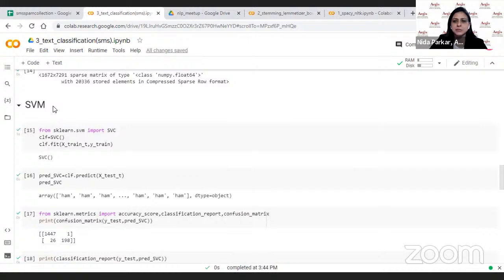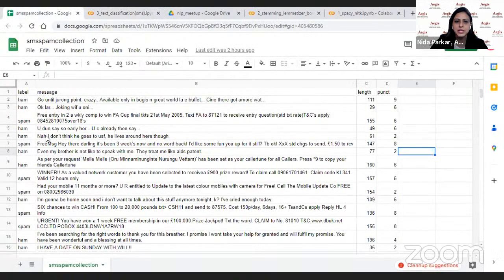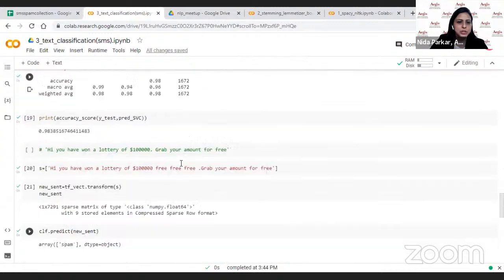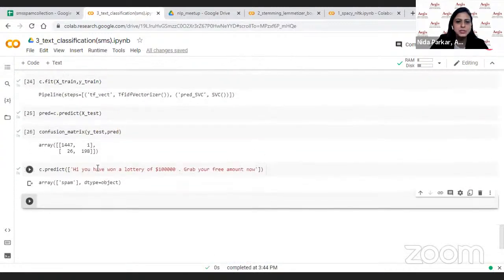SVM is basically a model in machine learning. It's used as a classification model, since the data that we are dealing with is of classification type, wherein we want to understand whether the message is a ham or a spam message. So let me go back to the final result. This sentence was given to the model to predict whether it is a ham message or a spam message. So it is able to classify it to be a spam message.